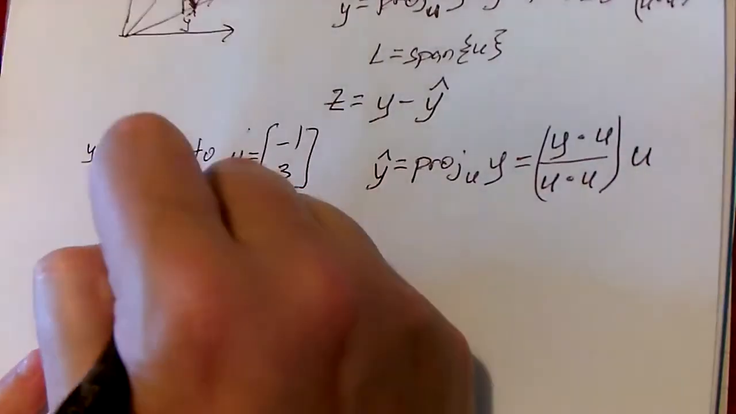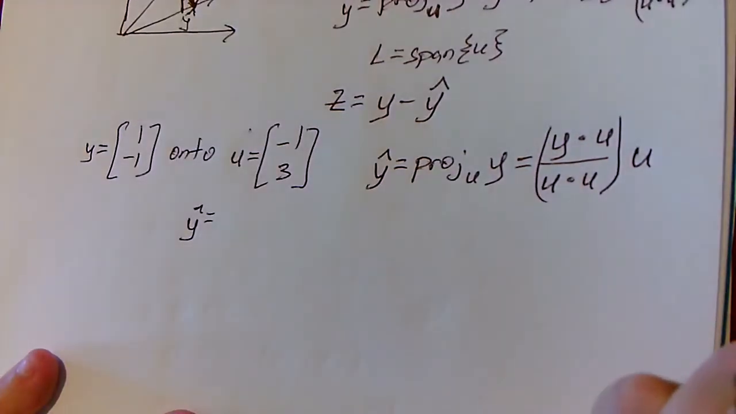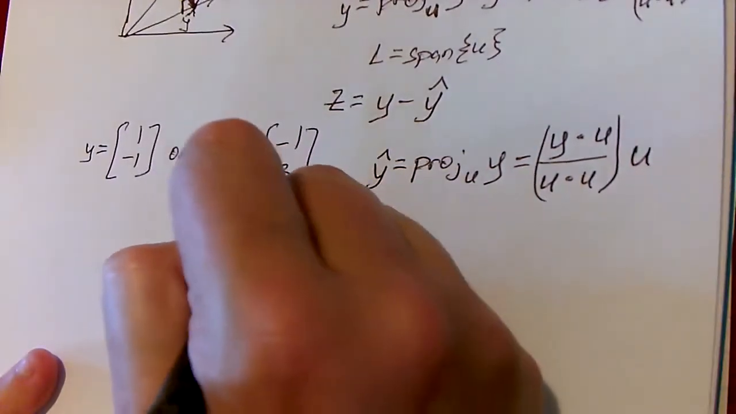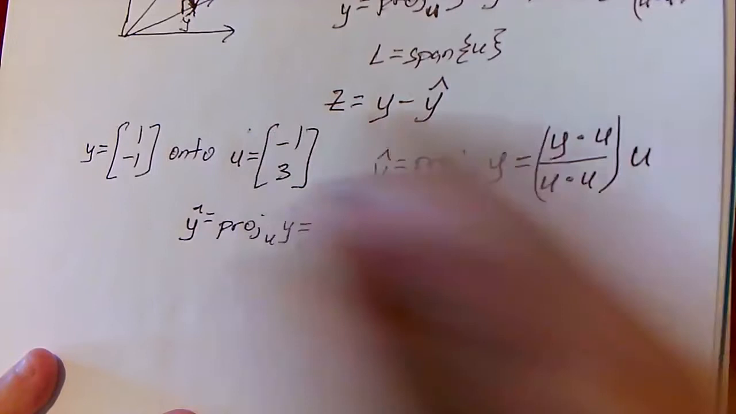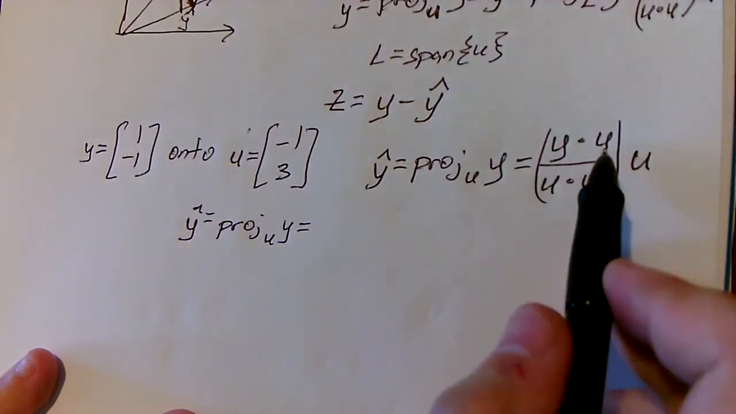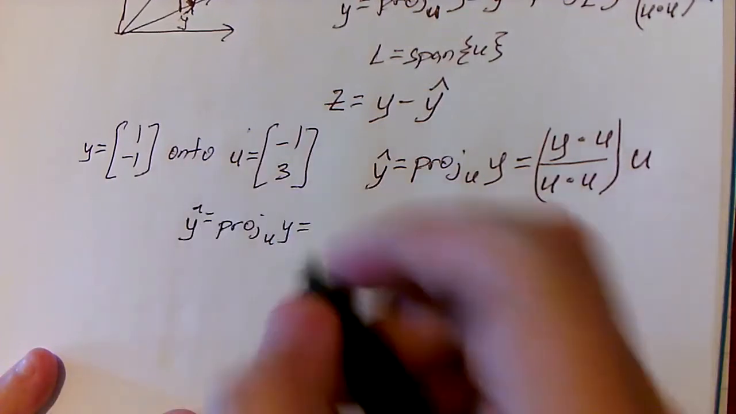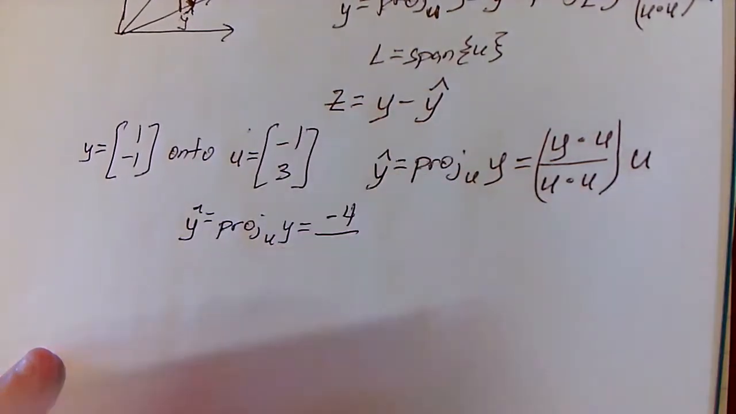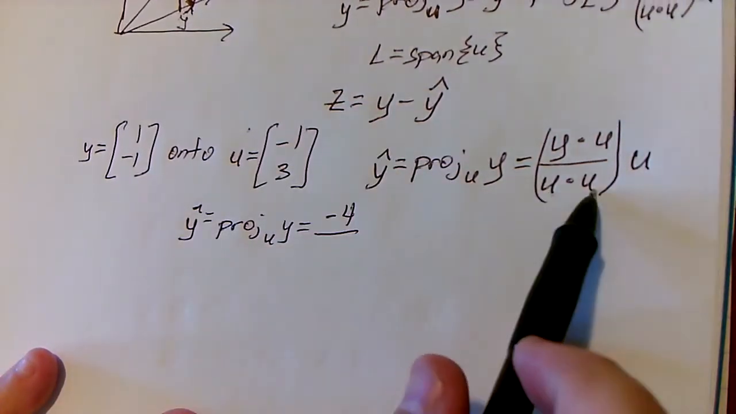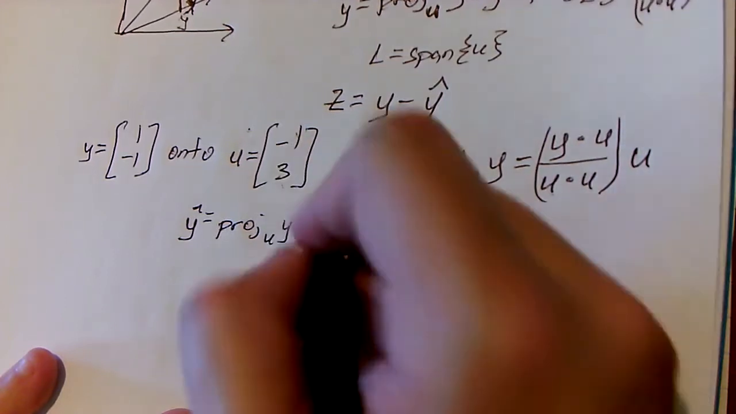So y hat is equal to the projection of y onto u, which for this vector will be y dot u. So 1 times -1 is -1. -1 times 3 is -3. Divide that by the denominator, u dot u, that's 1, and 3 squared is 9.